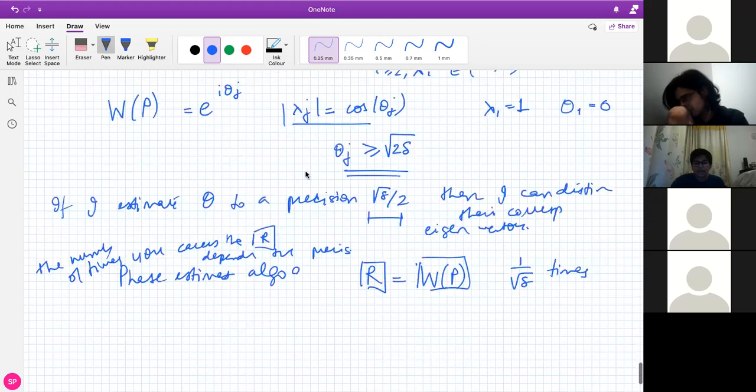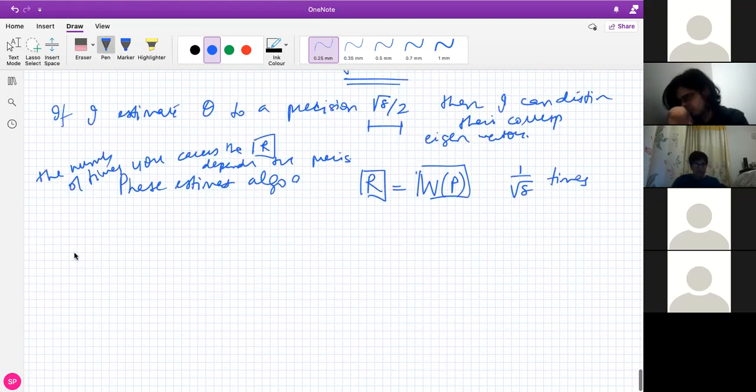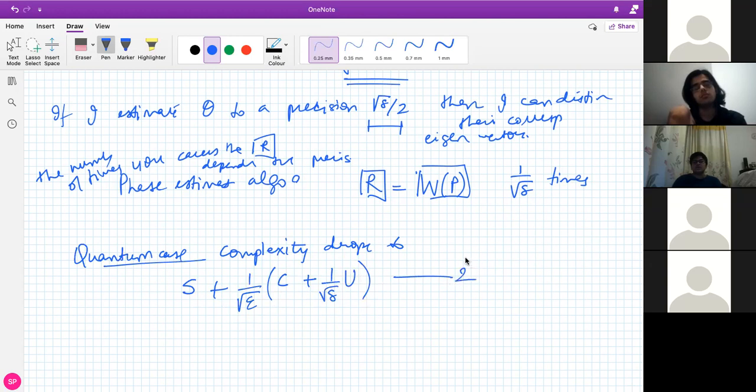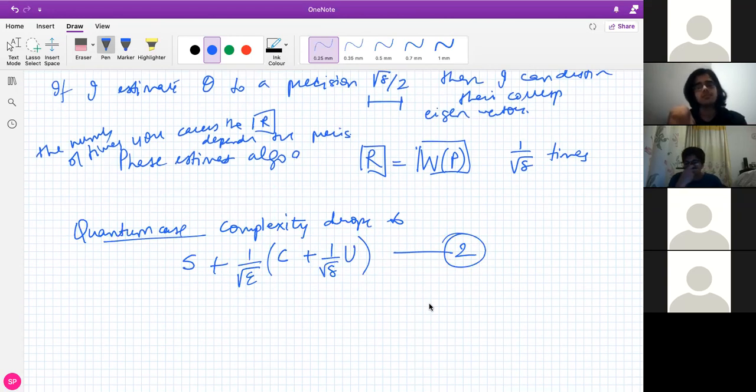Okay. So clearly we saw now that in the quantum case the complexity drops down to S, the setup cost, plus 1 by root over epsilon times the checking cost, plus 1 by root over delta times the update cost. Cool. Any questions until now?